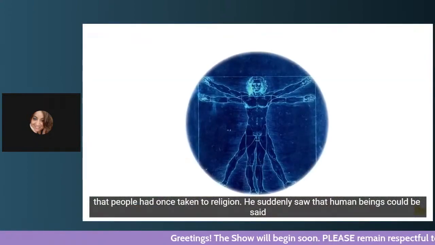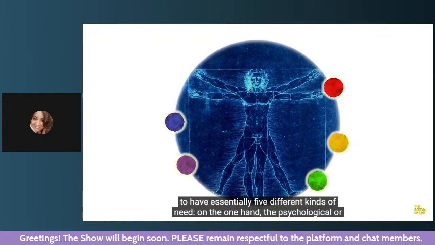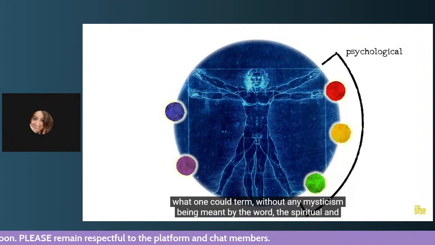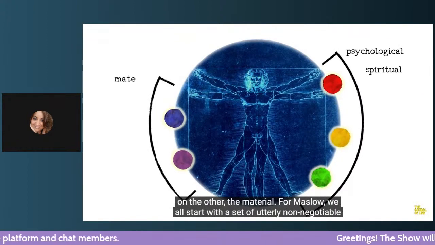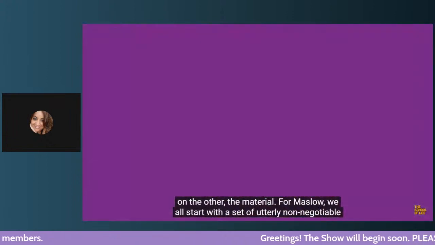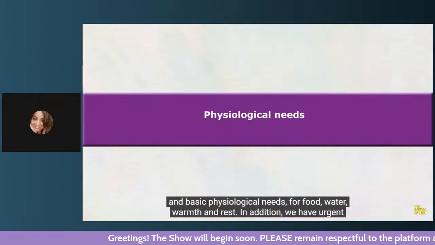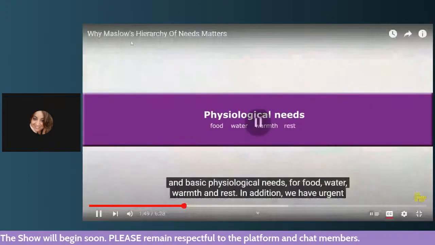He suddenly saw that human beings could be said to have essentially 5 different kinds of need. On the one hand, the psychological, or what one could term, without any mysticism being meant by the word, the spiritual, and on the other, the material. For Maslow, we all start with a set of utterly non-negotiable and basic physiological needs for food, water, warmth, and rest.